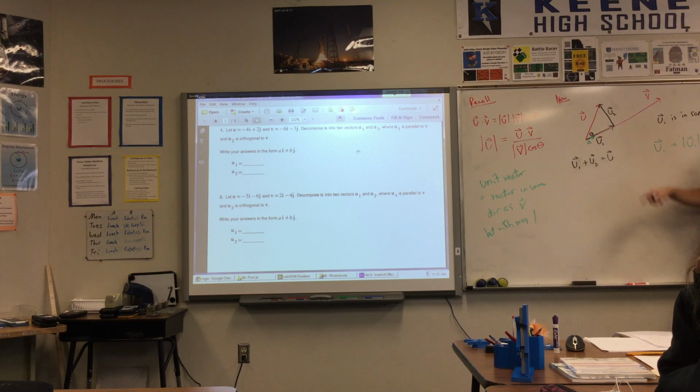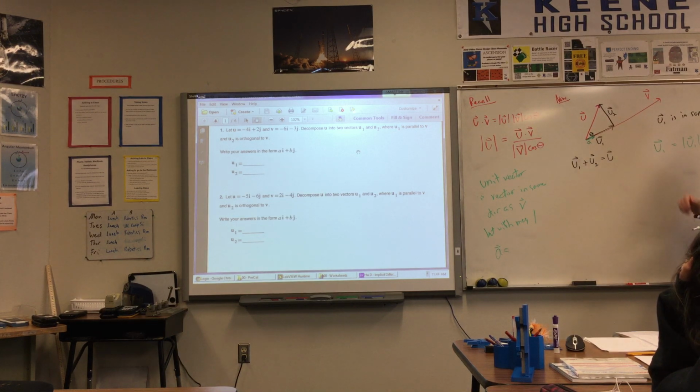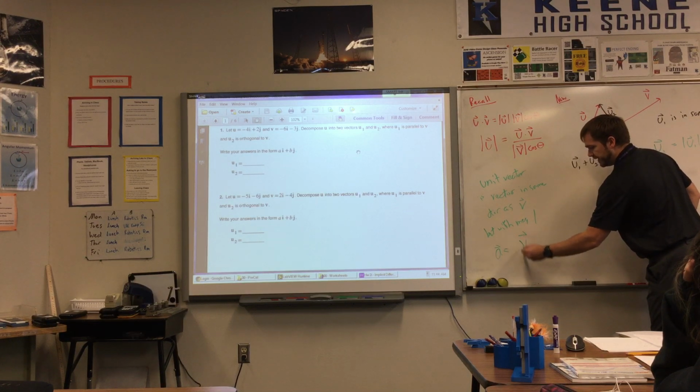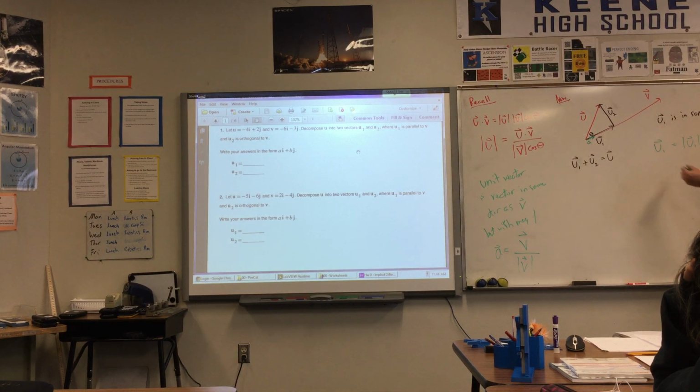What is the formula for the unit vector? I think that was last week. It was the vector divided by the magnitude of itself. So we get u1 is equal to its magnitude times the vector v divided by its magnitude. Okay?